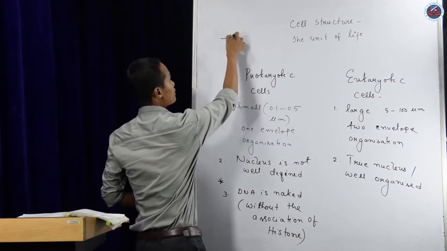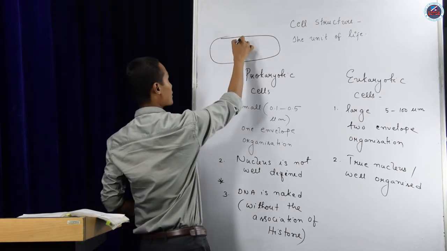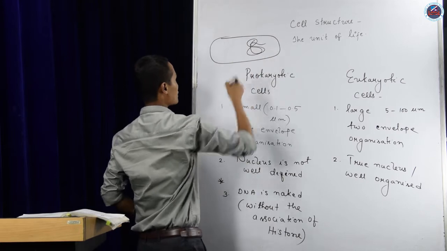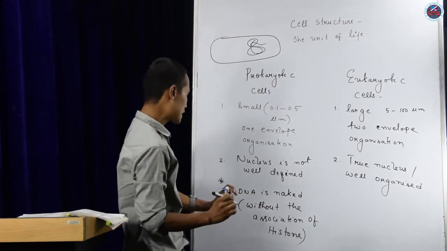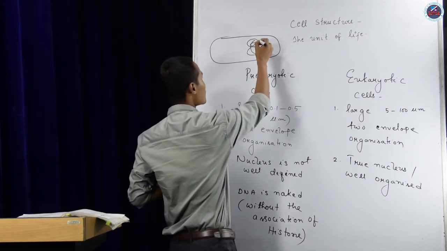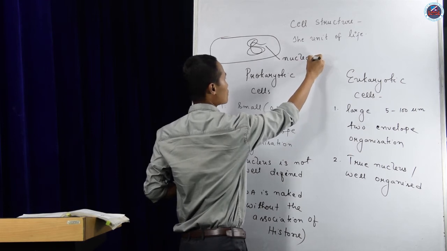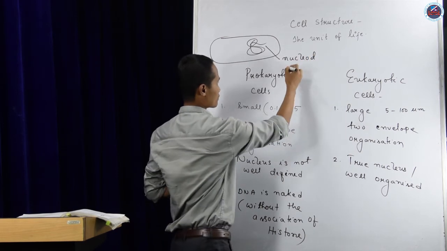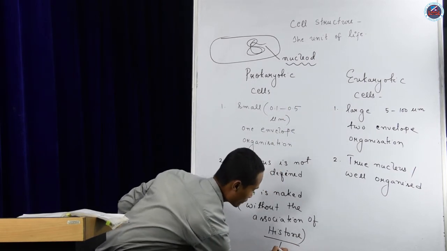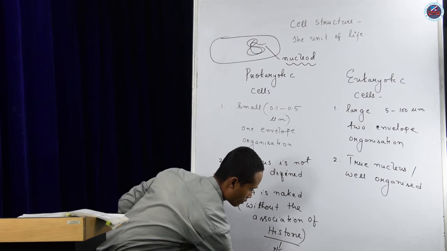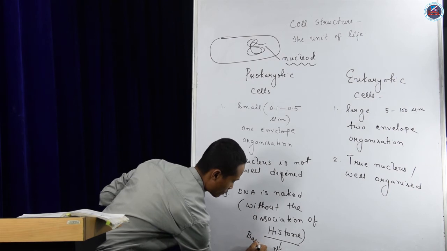For example, if this is your prokaryotic cell, then there will be DNA. Let's say that this is your DNA, but there will be no histone. Instead of that, you will find the nucleoid. Now what is histone? Histone is a protein, a basic protein.